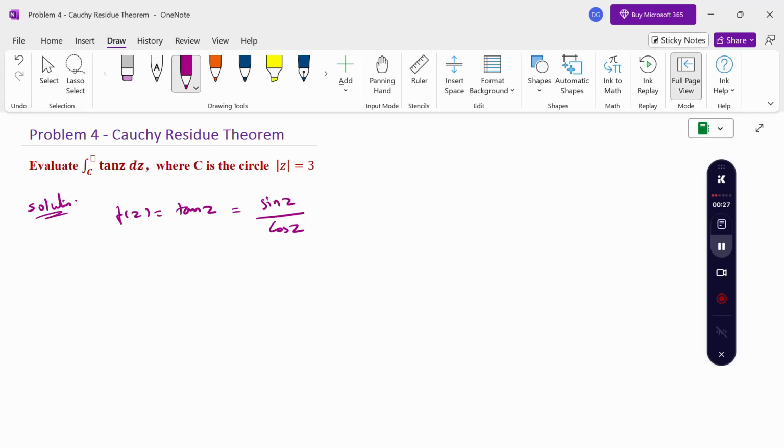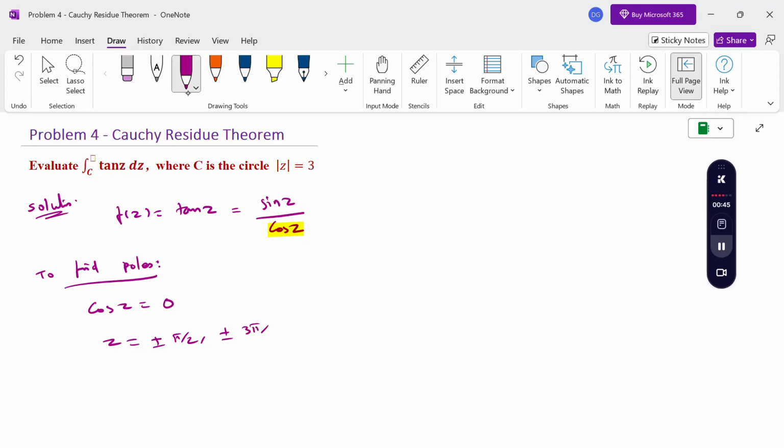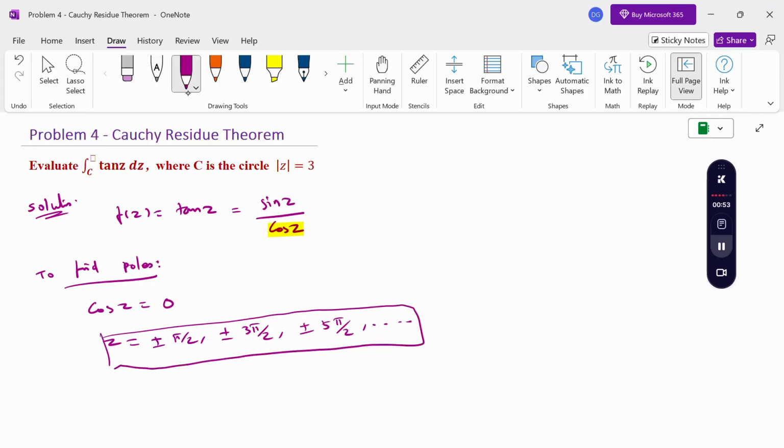Now to find the poles, the denominator equals 0, so cos Z equal to 0. When cos Z is 0, the points are Z equal to plus or minus pi by 2, plus or minus 3 pi by 2, plus or minus 5 pi by 2 and so on. So these are our poles.